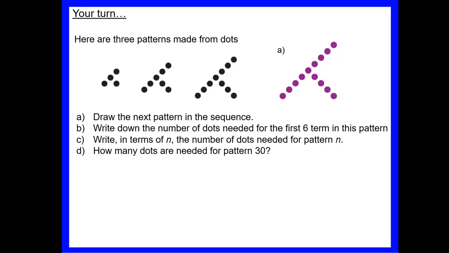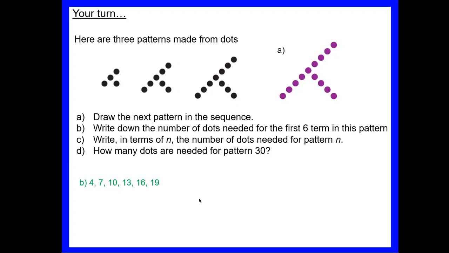Okay, so the next pattern in the sequence should look like that one then. We've added dots to each end of the line. So we've added an extra one to each end and one to the bottom there as well. So write down the number of dots needed for the first 6 terms. So we've drawn the first 4. The first one had 4, then 7, then 10, then 13. And if we wanted the next 2, if we see how the pattern progresses, we're adding 3 each time. So we get 16 and 19 for the first 6 values.